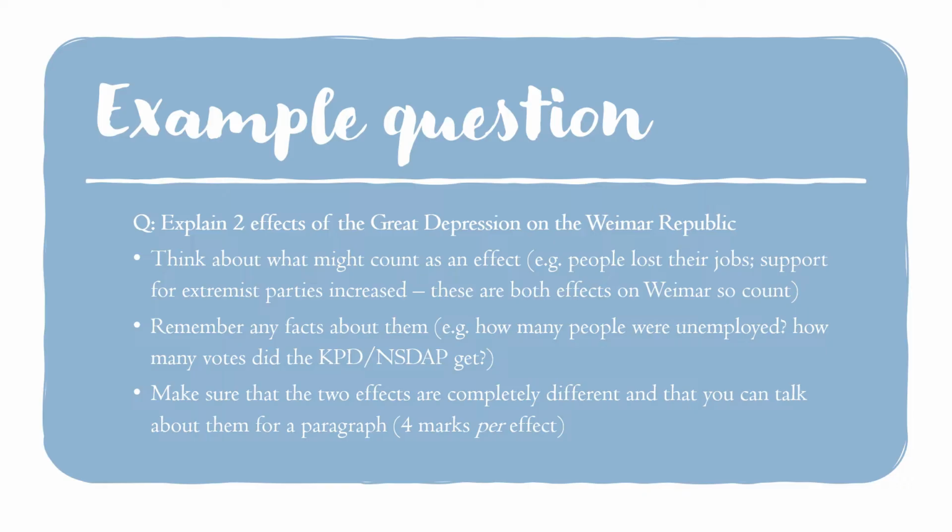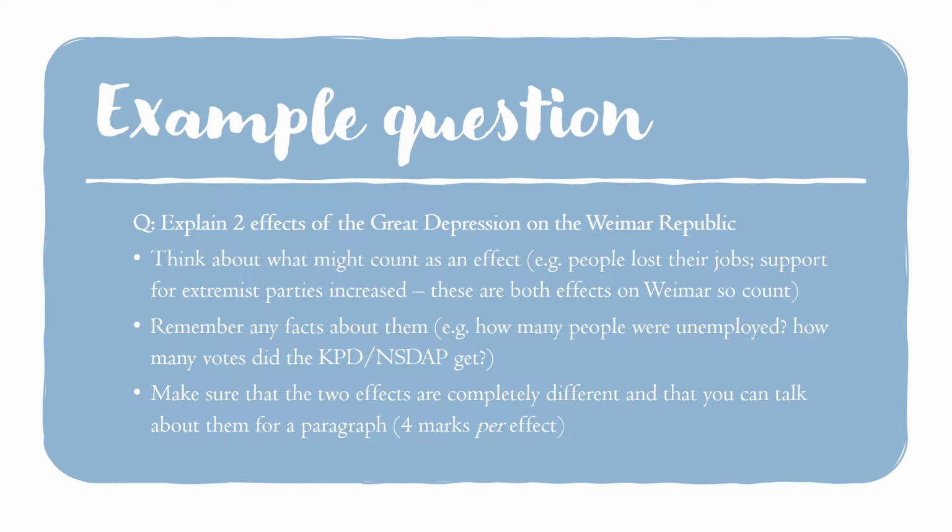These are both effects on Weimar, the ones I've quoted there, and so they're completely fine, but don't start talking about how it affected America. You can mention America because obviously the Great Depression happened there, but you shouldn't be talking about how loads of people in America lost their jobs or going on about America too much. You need to be focusing on Weimar. Try to remember any facts. So I've given some examples of facts you might have come across in history textbooks or in class.